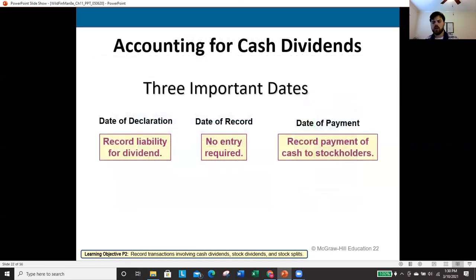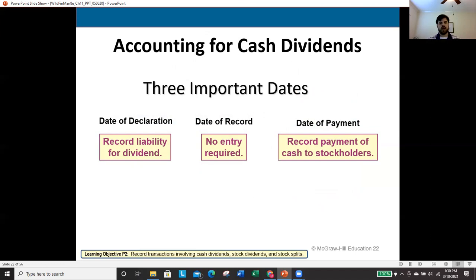Now, when we look at cash dividends, there are 3 dates that you have to understand. You'll notice this is different from earlier in the semester. Earlier in the semester, I just told you to record one journal entry. Here, we will be recording 2 journal entries on 3 dates. So we've got quite a bit more maneuvering we have to do.